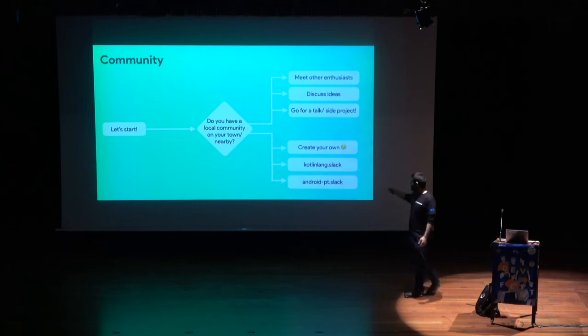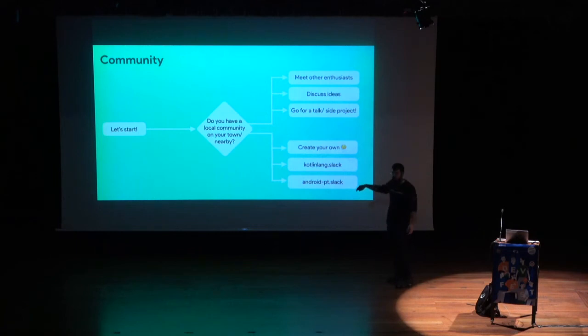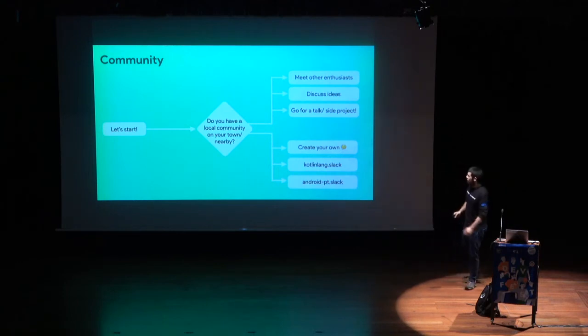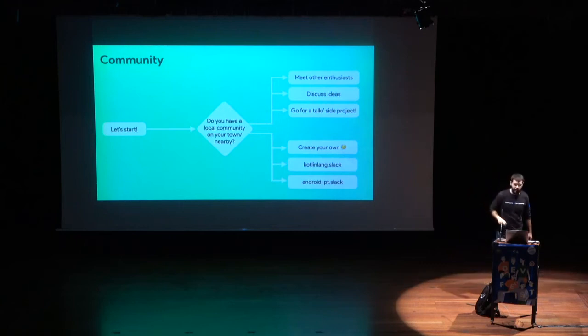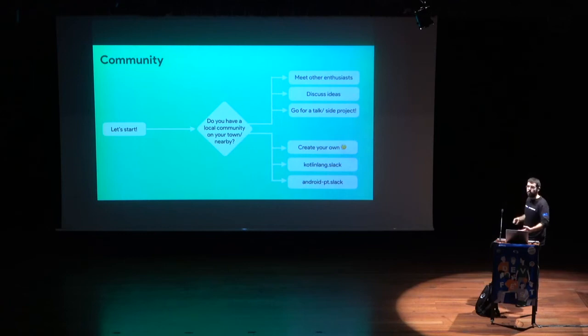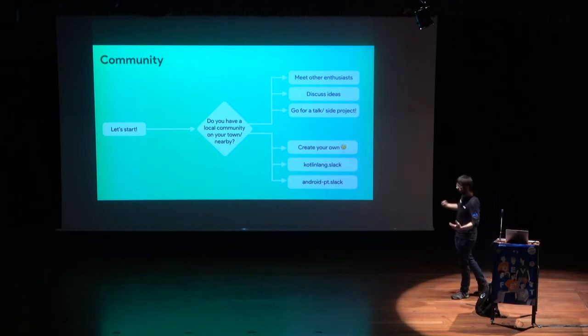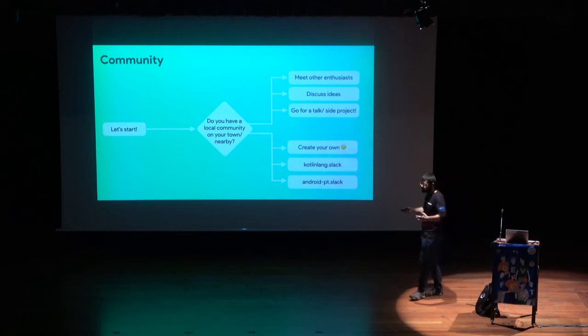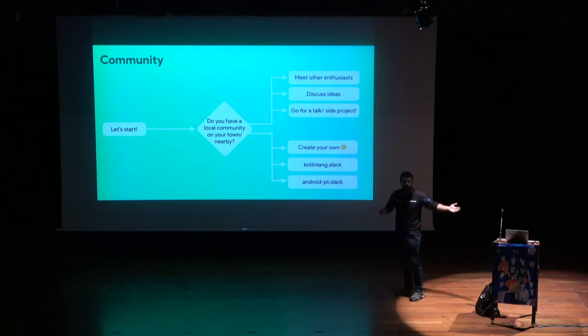A couple of months ago, me and some friends decided to create Android PT Slack, and we've been talking a lot about Kotlin. And of course, we have an amazing Slack that's called Kotlin Lang, which you should mute because they're always talking over there. The good thing about the community is that you can meet other people that are enthusiastic, you can discuss ideas, and we're talking about a new language, and it's mainly used in the US, so it's really good to talk with a lot of people about this.